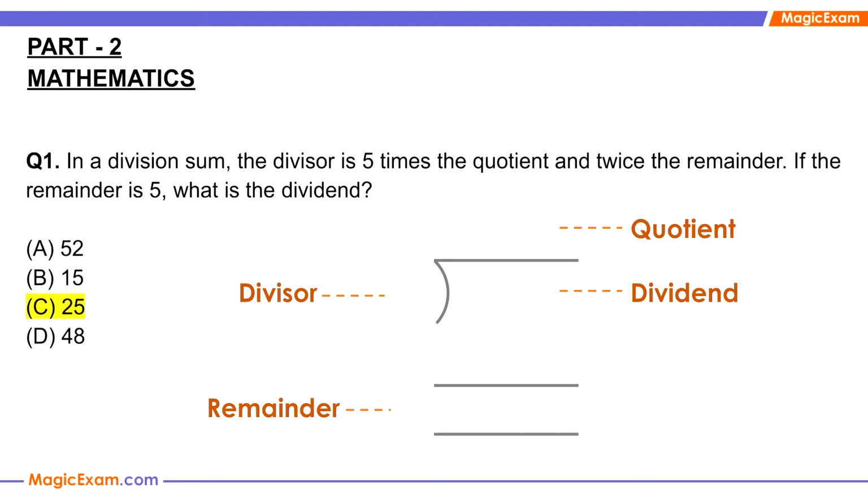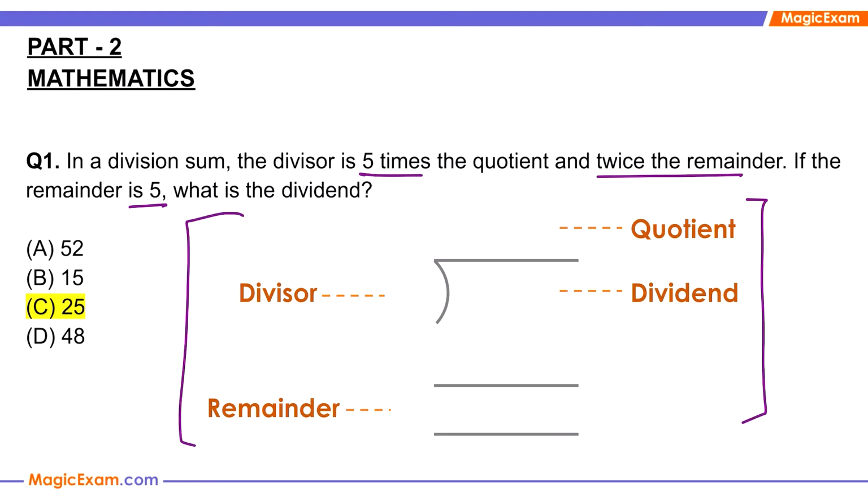In a division sum, the divisor is 5 times the quotient and twice the remainder. If the remainder is 5, what is the dividend? To solve this question, let's just prepare a diagram which looks like a typical division sum, and let's start filling in the blanks. Now the first information that we'll fill is that the remainder is 5.